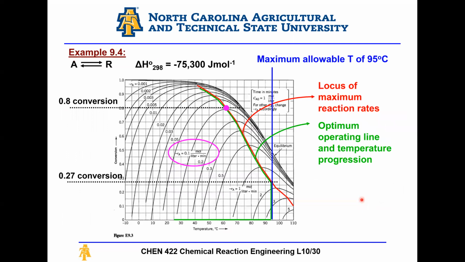Okay, so let's have a look here. How do we read this chart? We already drew the locus of maximum reaction rates here, and this locus of maximum reaction rates is the optimum operating line for temperature progression. Because it's exothermic adiabatic, I want to operate along this line.